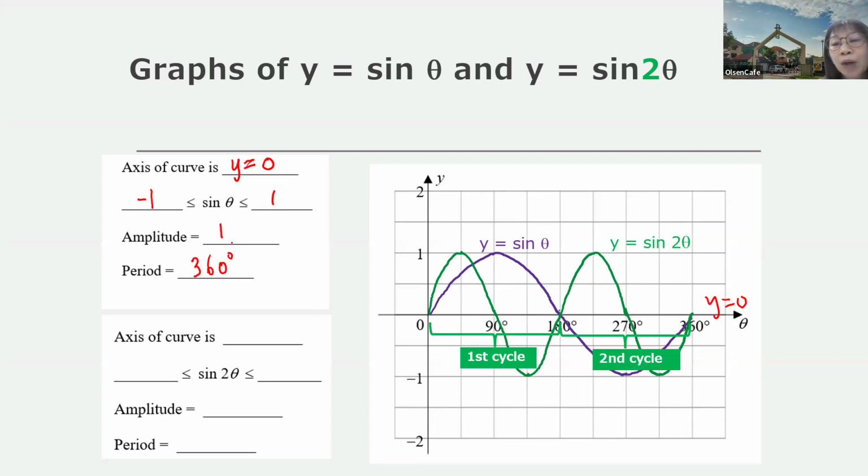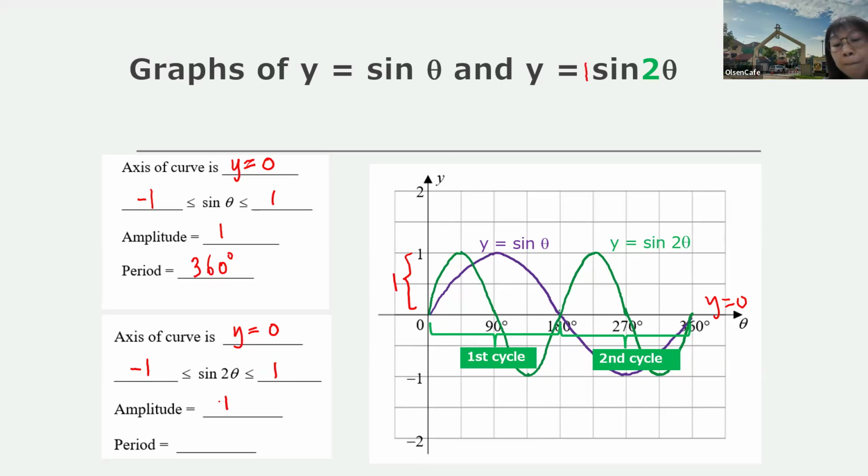But now with y equals sine 2 theta, how will it affect the graph? So this is y equals 0 for the axis of curve. Now, is there any change to the amplitude? You notice that there is still no change. Amplitude is still 1 because the coefficient outside of the function sine 2 theta is still 1. So over here, the maximum value is 1, the minimum value is -1, and the amplitude is 1.